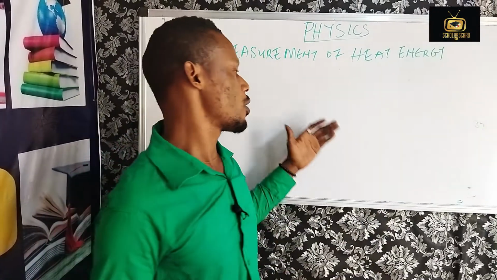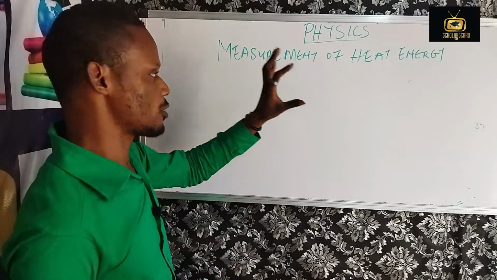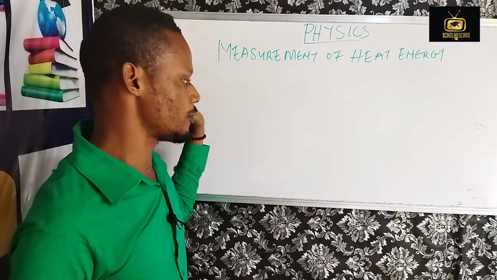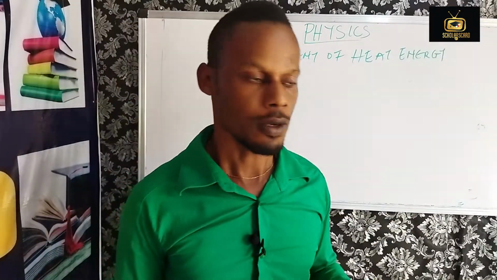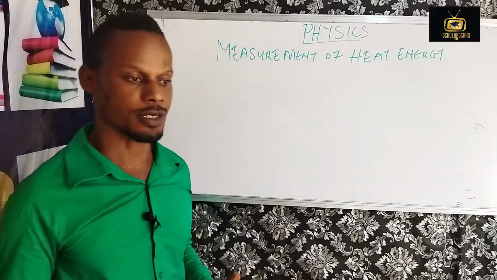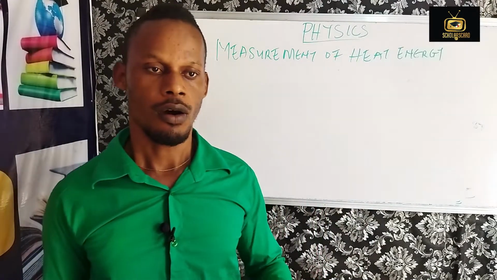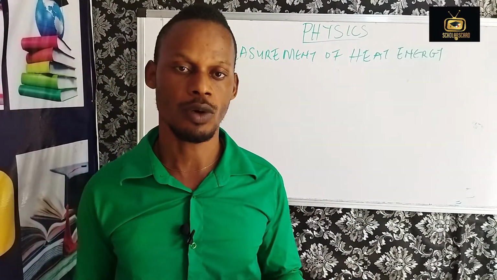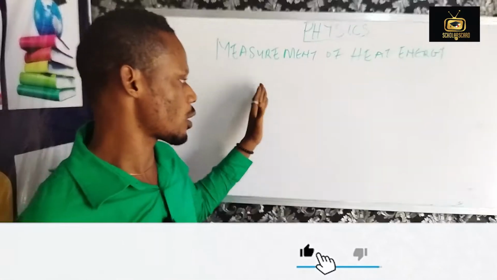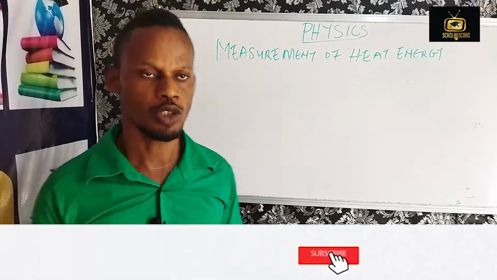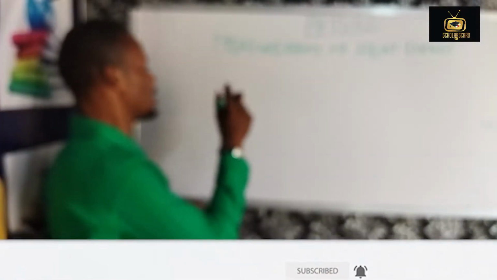Let us continue from where we stopped. We're still talking about part 2 of measurement of heat energy. We just previously talked about the first part of it. But this time around, let us go to a different method of measuring heat, the specific heat capacity of a substance. Now, we have the electrical method of measuring specific heat capacity of a solid. We also have the method of mixture. But today, let us talk about measurement of specific heat capacity of a solid by the electrical method.